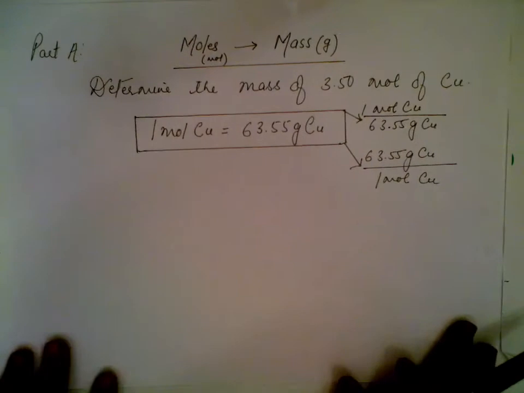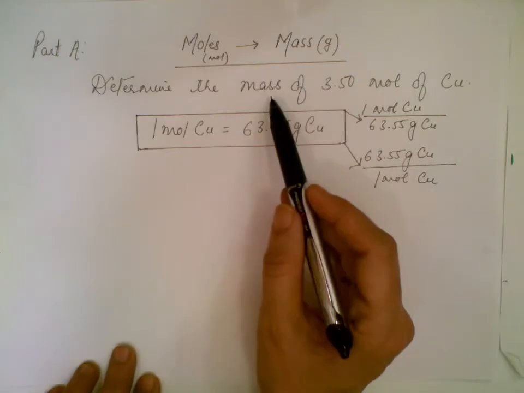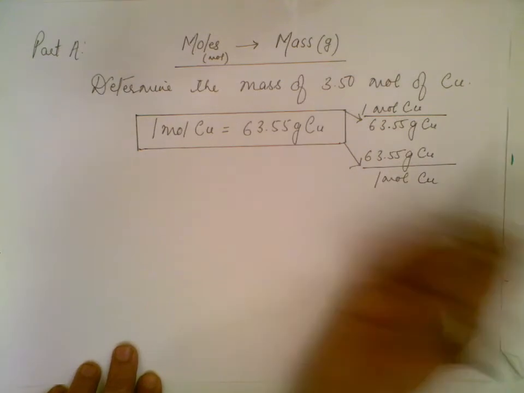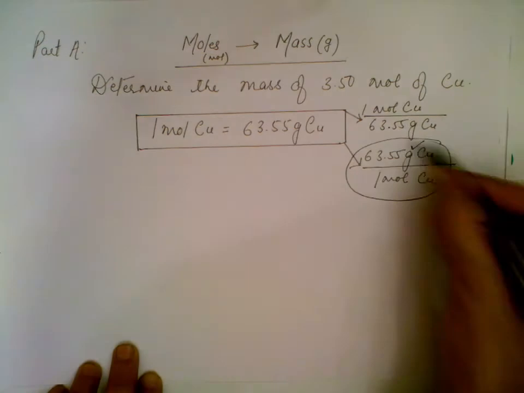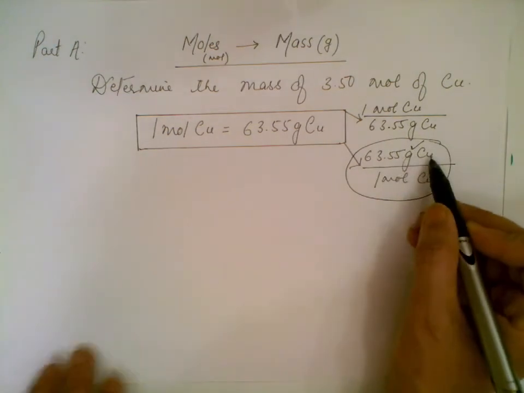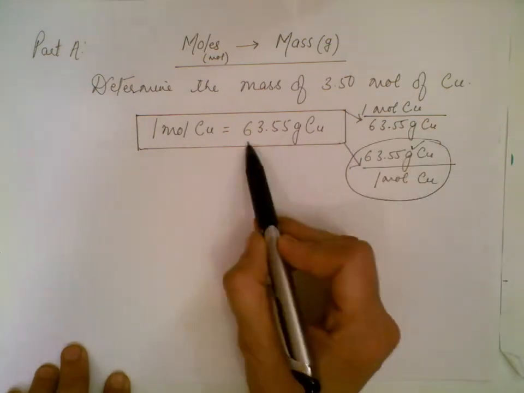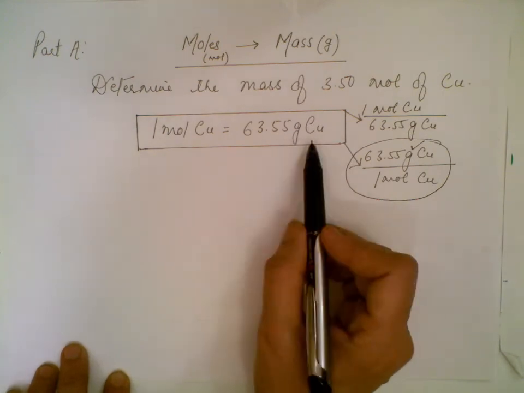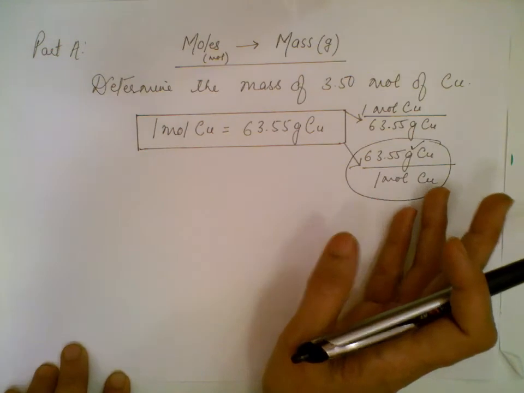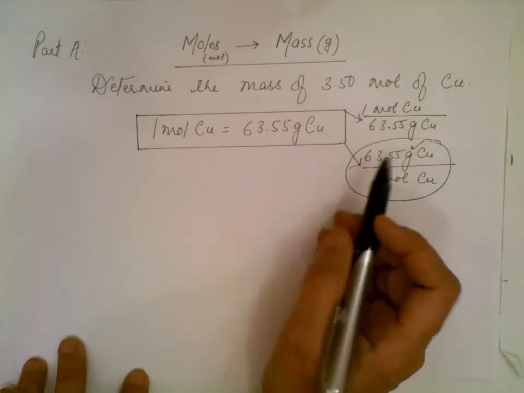Now determine the mass of 3.50 moles of copper. This question is asking us to find the mass. Mass means the unit grams. So here, our ending unit, gram, is given by this fraction at the top. So the desirable unit goes at the top. With this equivalent, we are getting these two fractions. And where are we getting these numbers? 63.55 is coming from the periodic table. It's already given. By definition, 1 mole of copper is equal to 63.55 grams of copper.